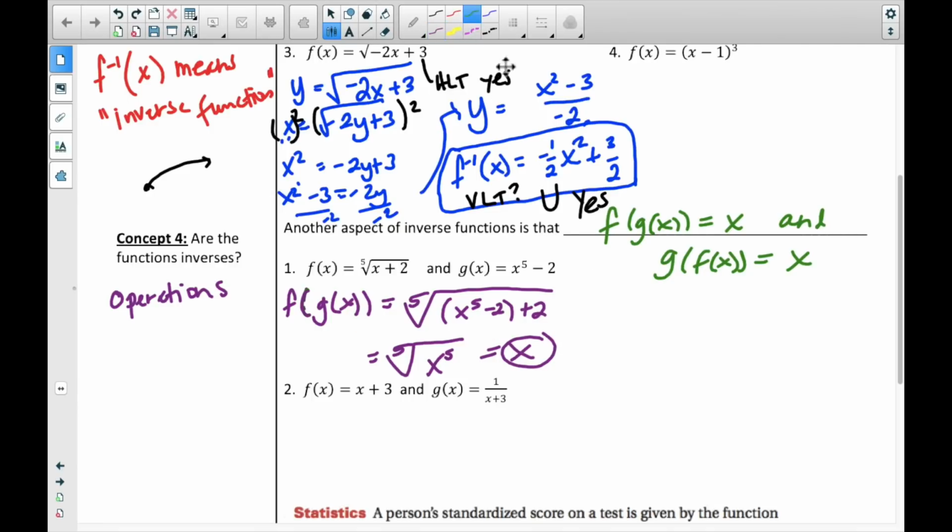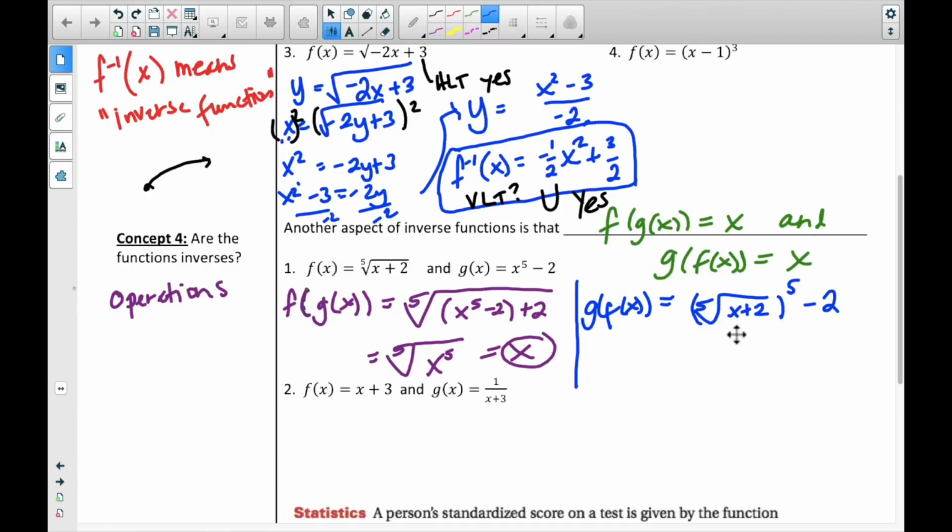Just to be sure, maybe we should go ahead and try g of f of x, just to make certain that this is what it's going to be. So if we did g of f of x, then I'm going to take my g of x function and plug into that spot where the x used to be my f of x function.